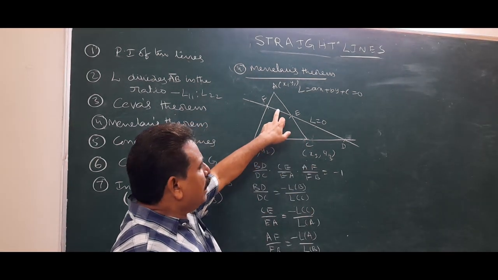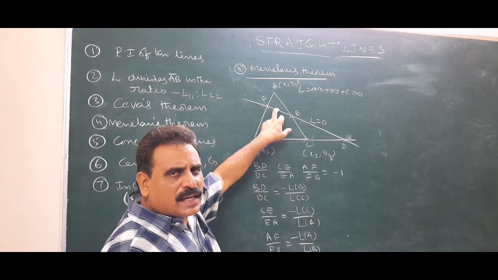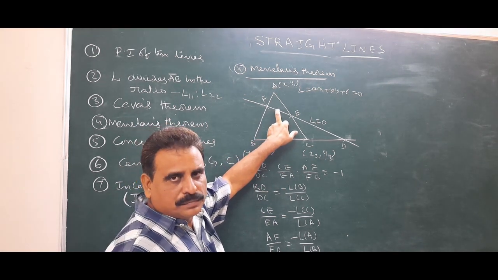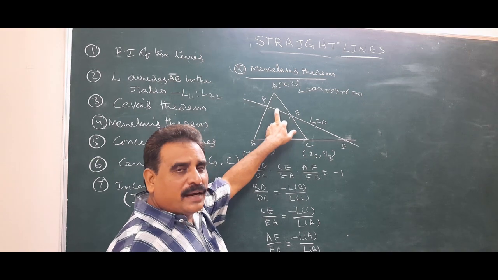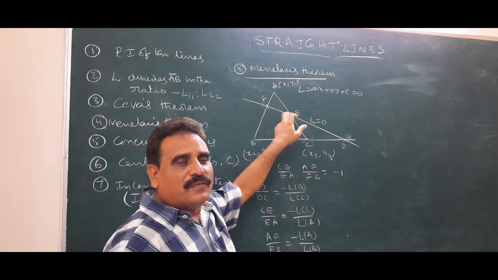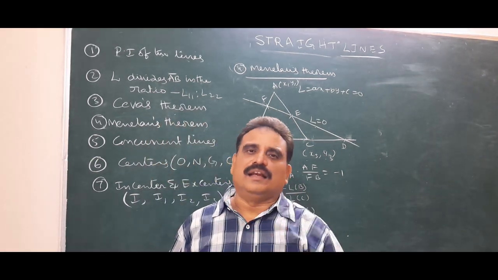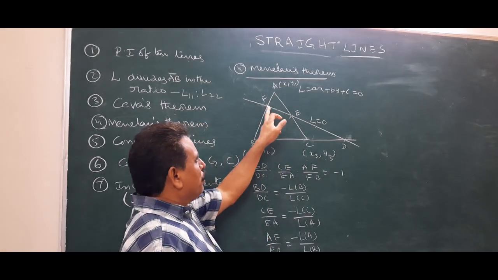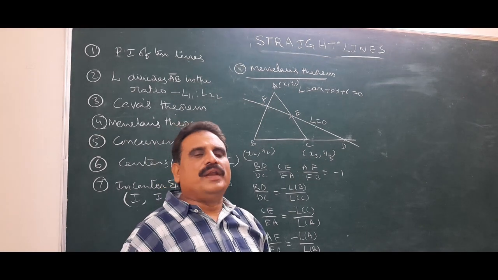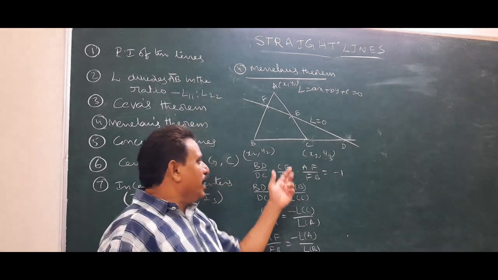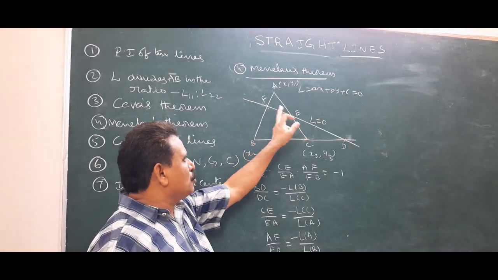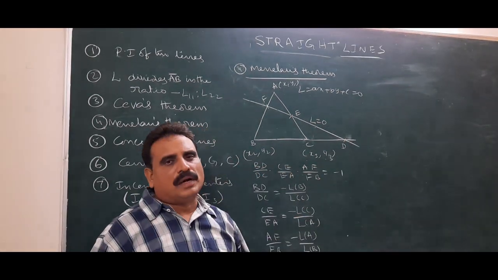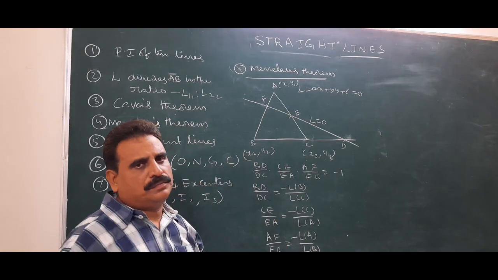Here, if the line cuts two sides internally, definitely it cuts the third side externally. The line may also cut two sides externally, and definitely one side internally. So definitely the product must be negative, because two ratios are positive and one is negative. So the product must be equal to minus 1. We can easily prove this.